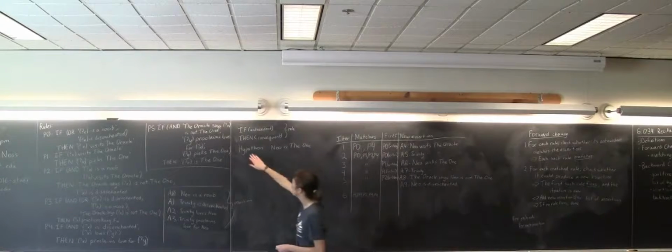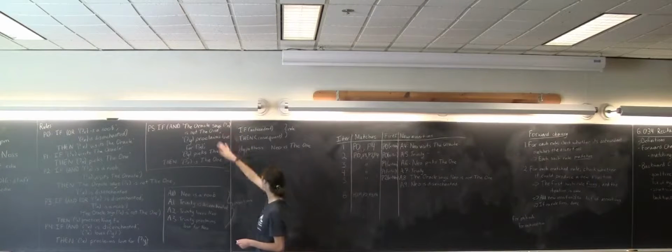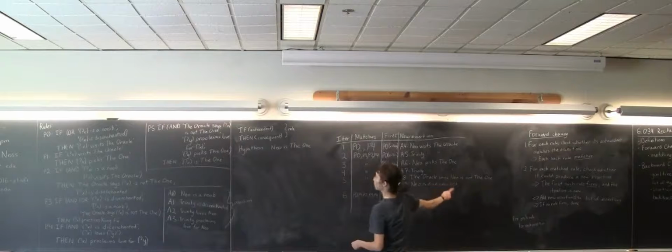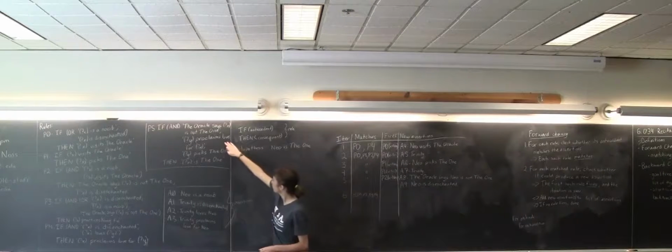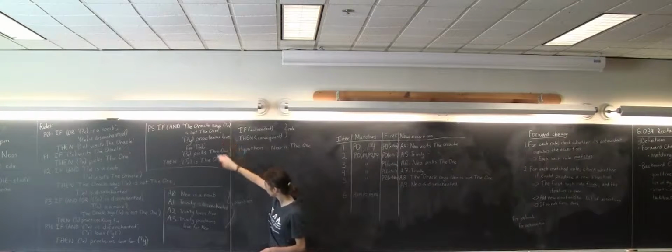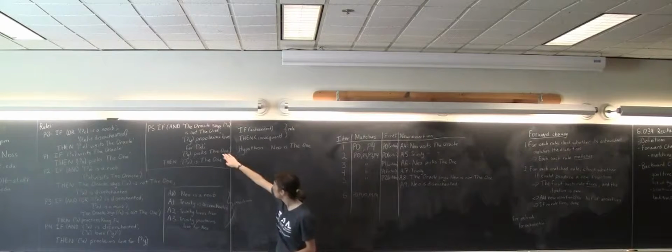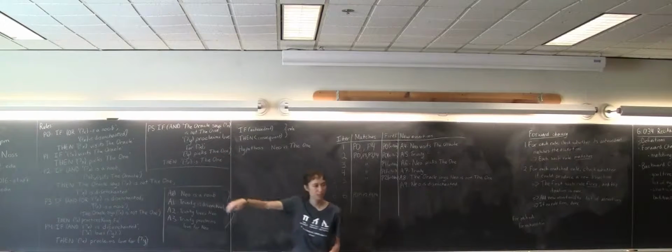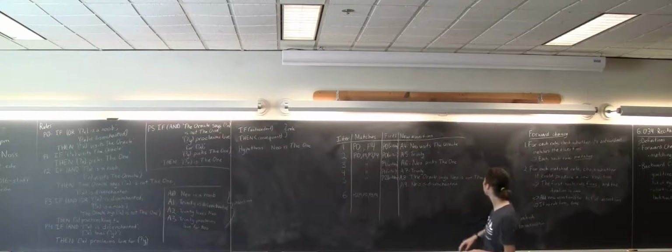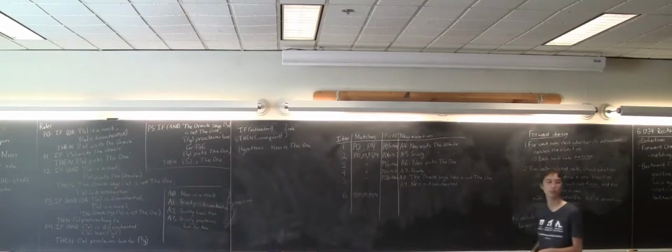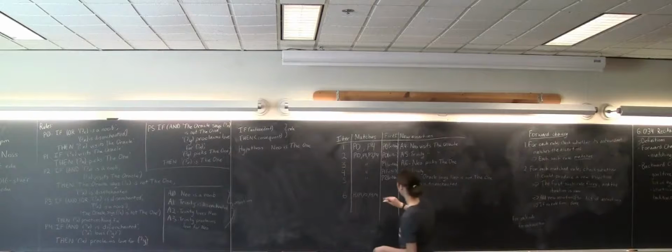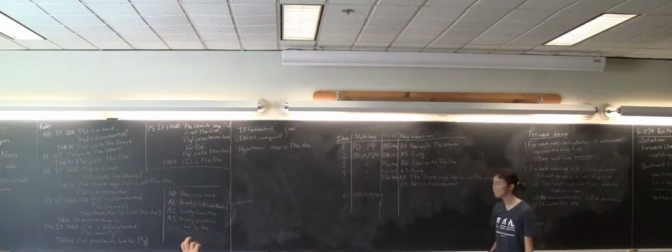Let's see. So we need the oracle says X is not the one. That could be X is Neo. We need Y proclaims love for X, which could be Trinity and Neo. And then we need Y picks the one. Do we have Trinity picks the one? Yeah, we have that here. So it looks like P5 does match. So now all of our rules match. So which one is going to fire?